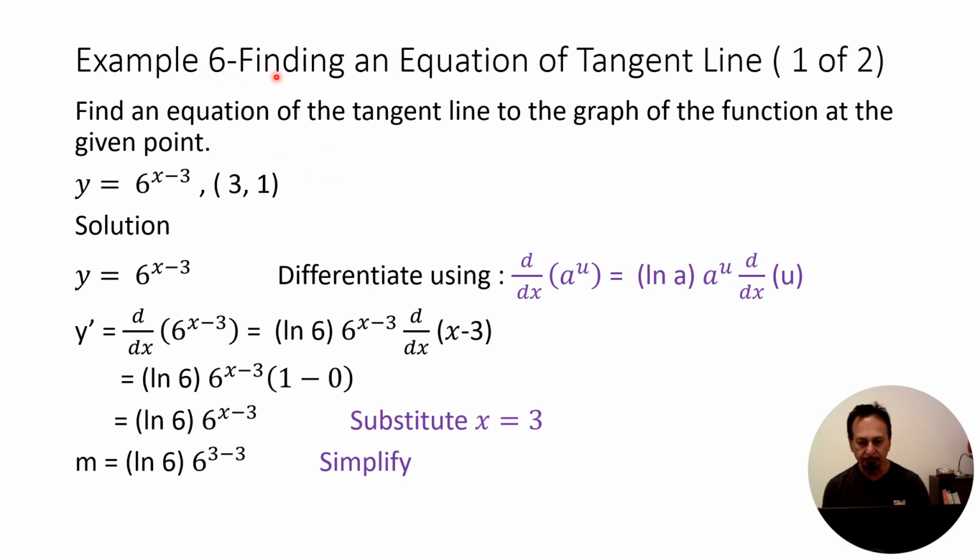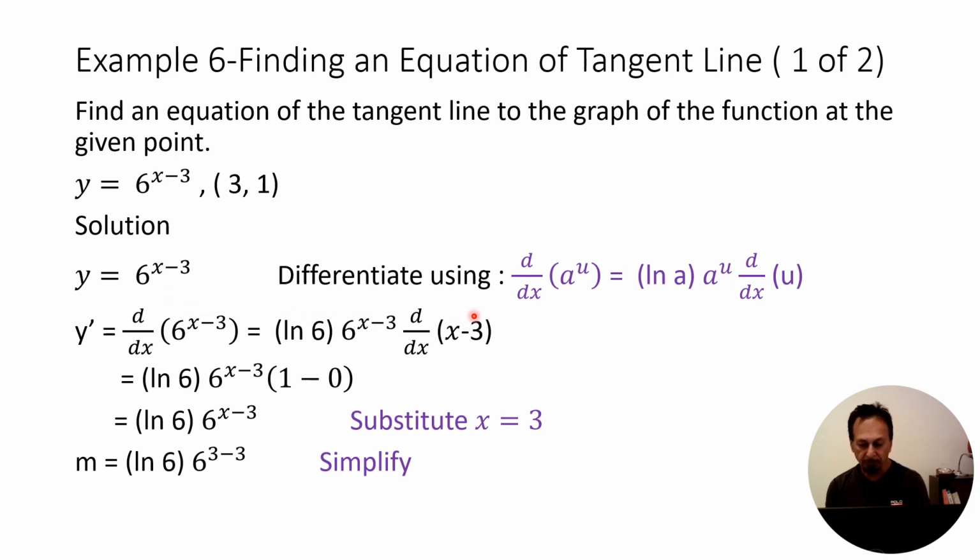Example 6, finding an equation of tangent line. Find an equation of tangent line to the graph of the function at the given point. So this is the function y equals 6 to the x minus 3, and the point is (3, 1). So now we start with y equals 6 to the x minus 3.